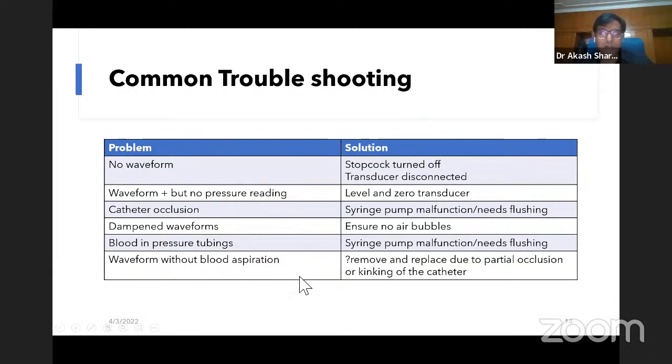And if there is a waveform but you are not able to aspirate blood from the arterial catheter, it might mean that there is some kinking inside the arterial catheter itself, or there is a partially thrombosed artery. If it persists, you may need to change it if you really need arterial blood gases. But if the pressure waveforms are fine, you may continue it for a while.